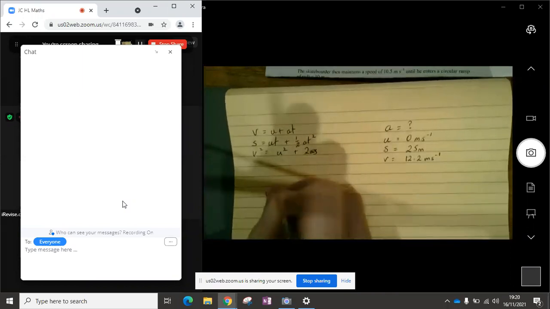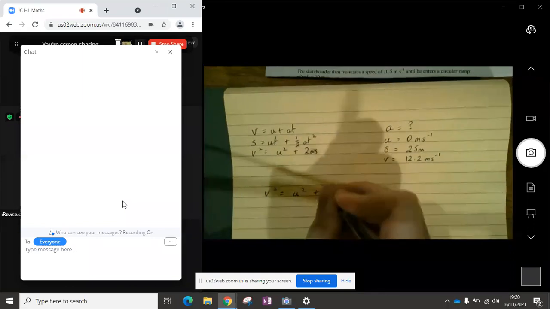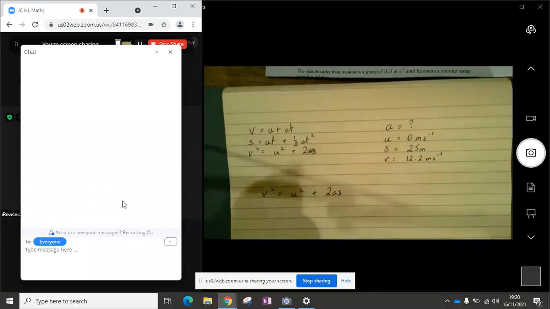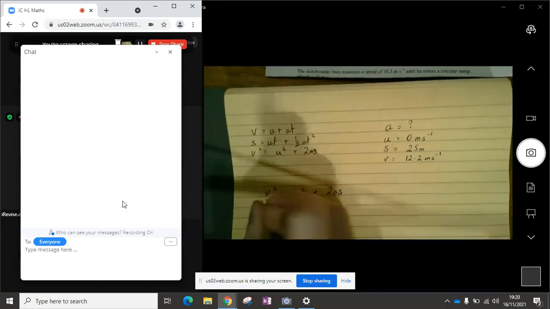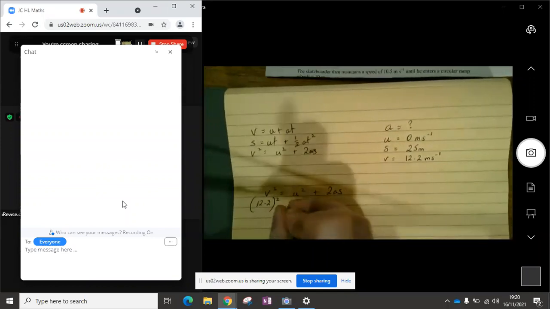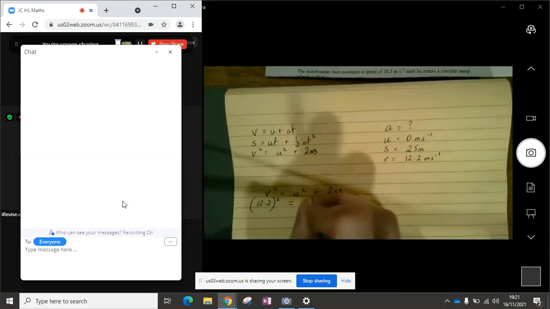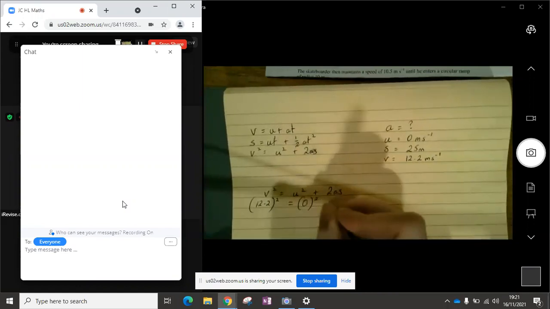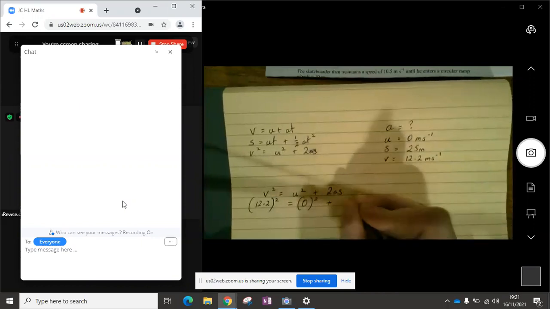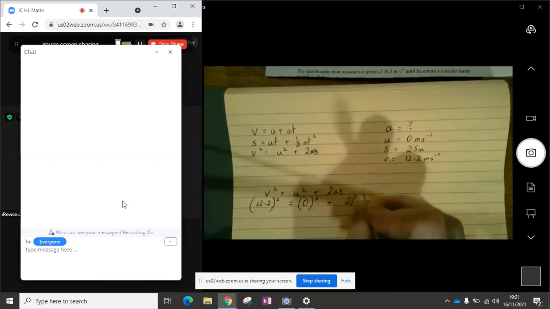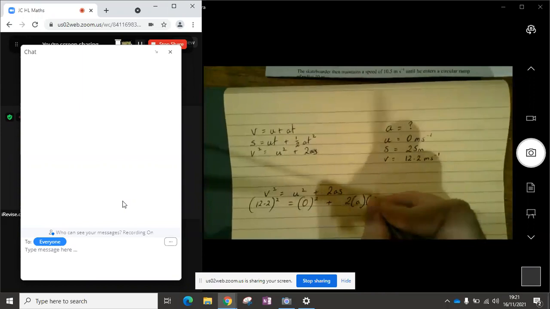So V squared is equal to U squared plus 2AS. V is 12.2, so 12.2 squared. U is the initial velocity. Because he was at rest, it's just going to be 0 squared. 2 multiplied by A multiplied by S is 25.